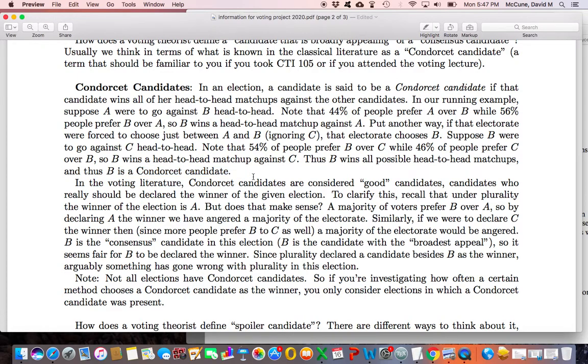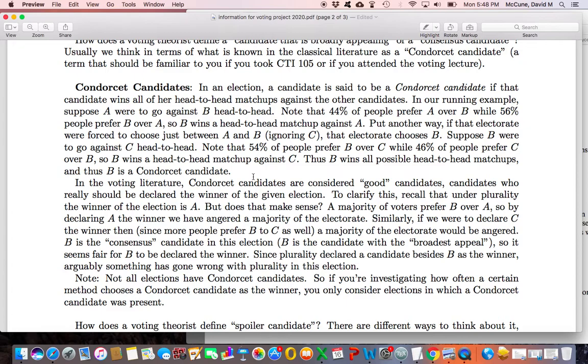So, in the voting literature, Condorcet candidates are considered good. Why is that? Well, in the election we were just analyzing, there are three possible candidates who could win. A could win, B could win, C could win. Does it make any sense for A to win? Not really, because if you declare A the winner, and then went to the electorate and said, hey, A is the winner, you guys happy about that? A majority of people are not happy about that, because head-to-head, B beat A. Even though A was the winner, a majority of the electorate would prefer B to be the winner, just straight up head-to-head. What if you declared C the winner?